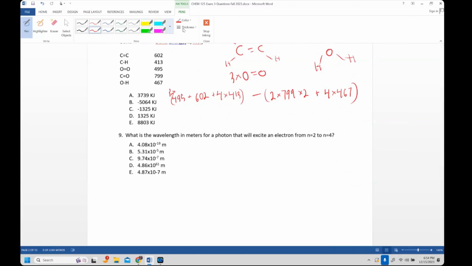All right, you get negative 1325. Thank you so much. So the answer would be C. Awesome. All right, so what is the wavelength in meters of a photon that will excite an electron from n equals 2 to n equals 4? So basically, what is the energy, right? And we could figure that out. So the energy would be equal to negative 2.18 times 10 to the negative 18, I believe.